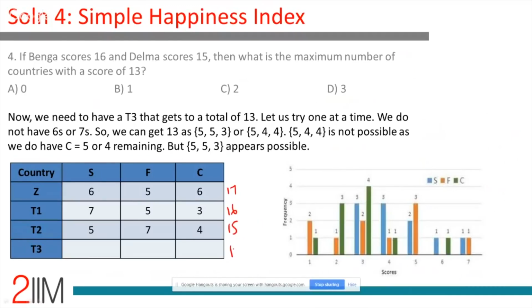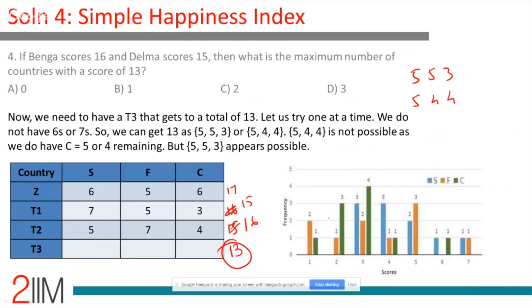Now, if you can get 13 here, we don't have to even worry about other possibilities for 17, 16, 15. We are through. The total shares are 17, 16, 15. Actually, it should be 17, 15, 16, but that hardly matters. So 7, 5, 3, 5, 7, 4, adding up to 17, 15, and 16. Zuma, Telma, Benga are accounted for. If you can squeeze in a 13 here, we are good. And remember, no 7s, no 6s. If we need a 13, we need a 5, 5, 3 or a 5, 4, 4.